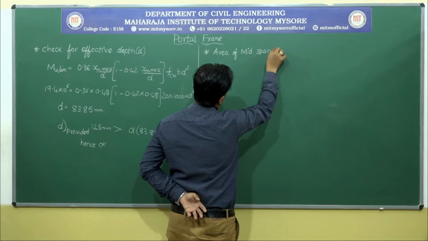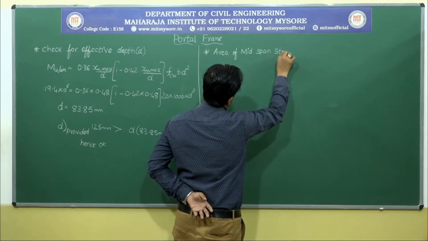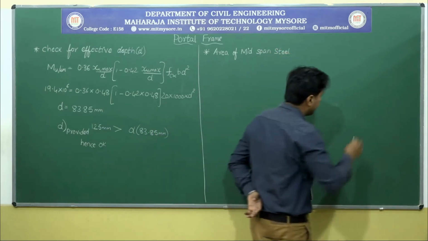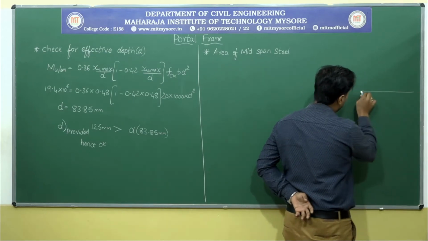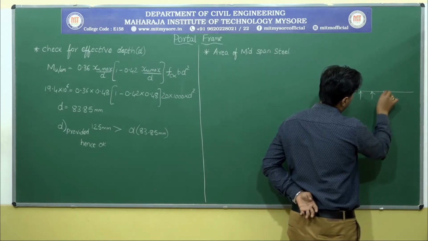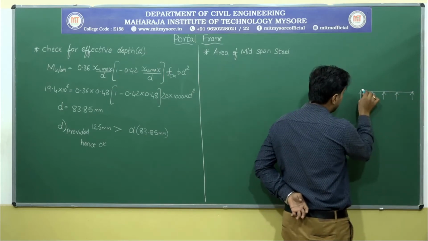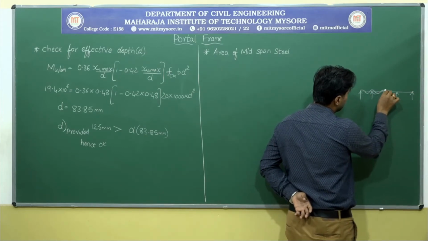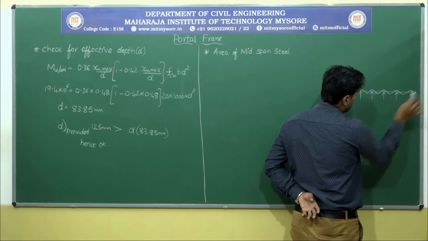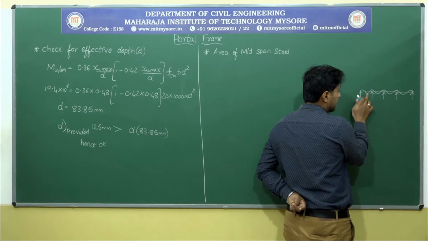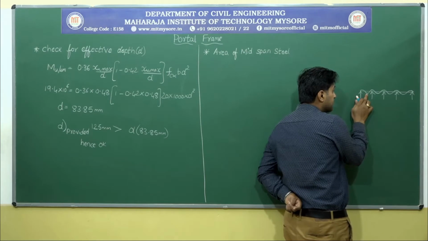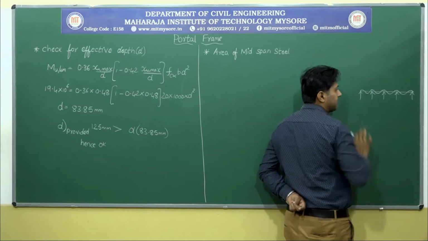Area of mid span steel. I think I have already explained, you people remember, whenever it is a continuous slab, how the deflection pattern will be. I have already explained in the last class. Here we need to provide the reinforcement at the center as well as near the support.